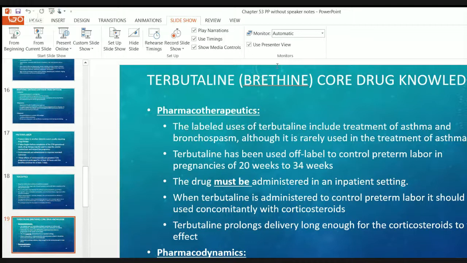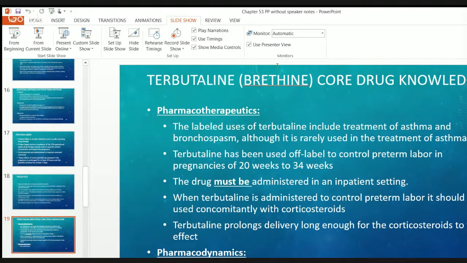When we look at terbutaline, it has been used off-label to control preterm labor in pregnancies of 20 to 34 weeks. The drug must be administered in an inpatient setting, so this is no longer an outpatient option. When terbutaline is administered to control preterm labor, it should be used concomitantly with the corticosteroids, and terbutaline prolongs delivery long enough for those corticosteroids to take effect. And when we look at the pharmacodynamics, not well known.